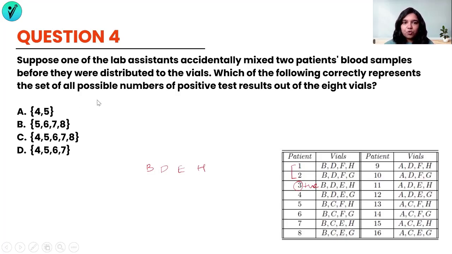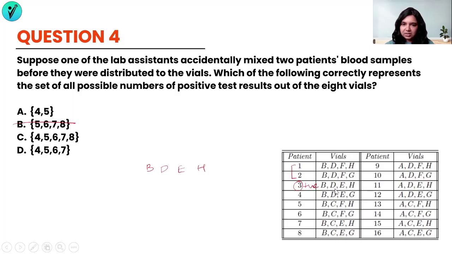That means I can have 4 of them as positive. The minimum can be a total of 4 because it starts from 4 onwards. So if 1 and 2 are mixed, I know that B and D will show up positive, even H will show up positive, but F and G will not show up positive. That is why these will not be shown up as positive or actual patients. Only patient number 3 is the one with the disease. So I can have 4 as an answer. That means option B can be eliminated because it does not have a 4. This is the least case condition where there are 4 positive test results or 4 vials, basically.